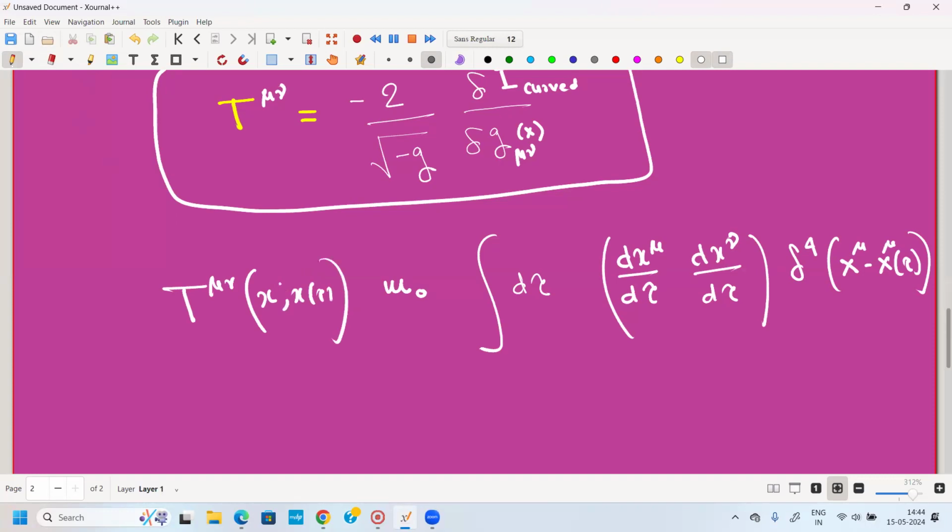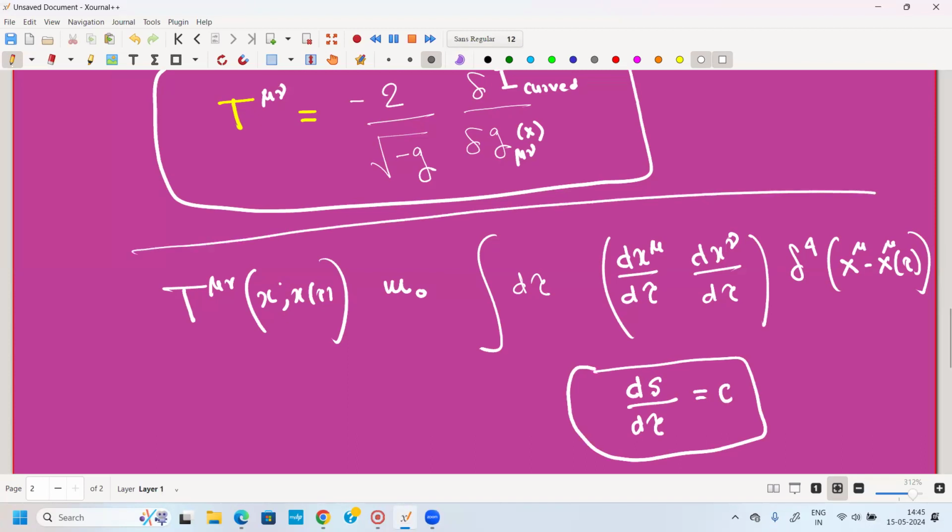So there are two coordinates. One is x, the other is x of tau. x is an arbitrary space-time coordinate, and x of tau is just a trajectory parameterized by this affine parameter, or proper time parameterization d tau. This tau is not an arbitrary affine parameter. We already said that ds d tau is just c, so we consider only the proper time parameterization. Then we get the expression of T mu nu with the following structure.